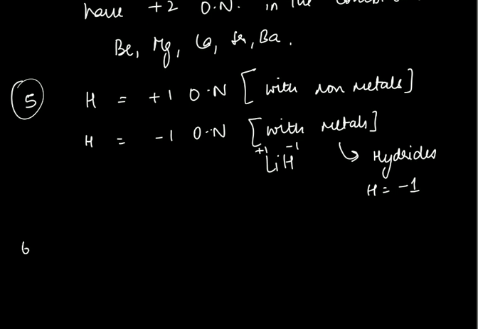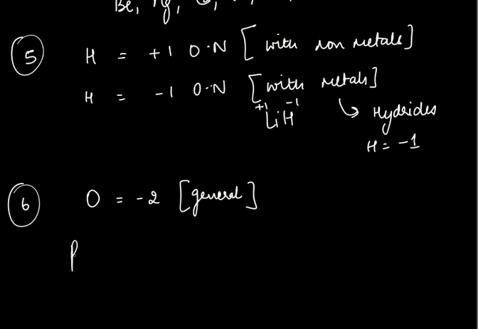Then we go to the next rule. Now we are going to talk about oxygen. Oxygen is going to be assigned as -2 oxidation number, that is on a general front. Generally, most of the compounds will have the oxidation state of oxygen as -2. But we do have an exception, something called peroxides. You might have heard about hydrogen peroxide.